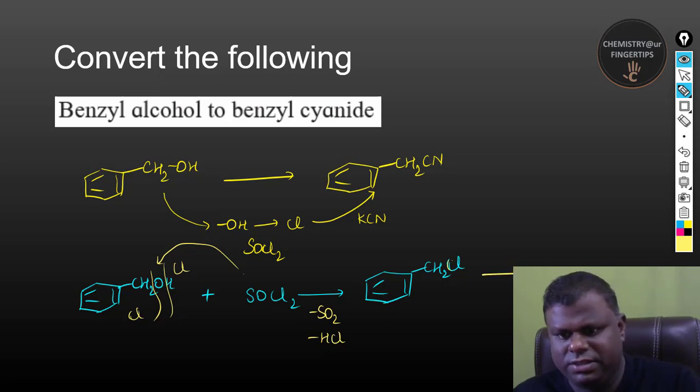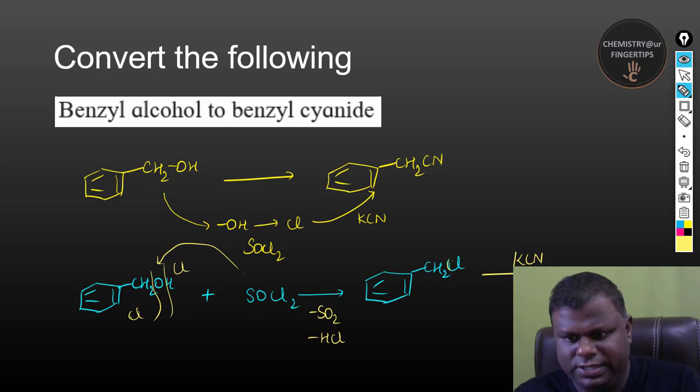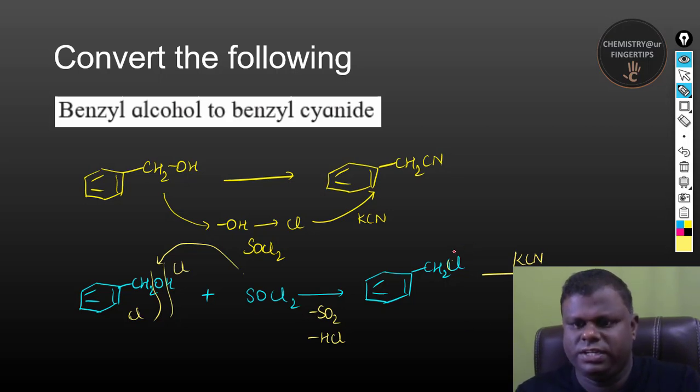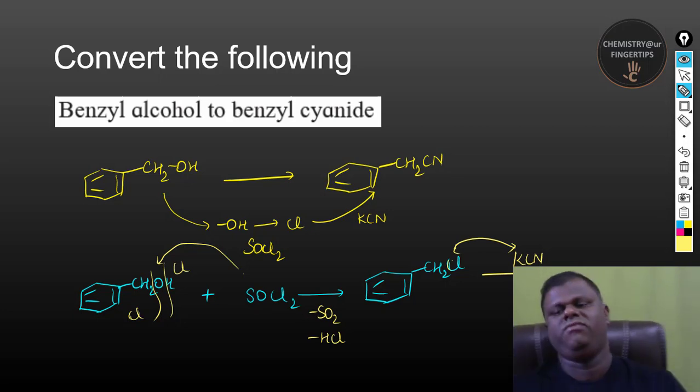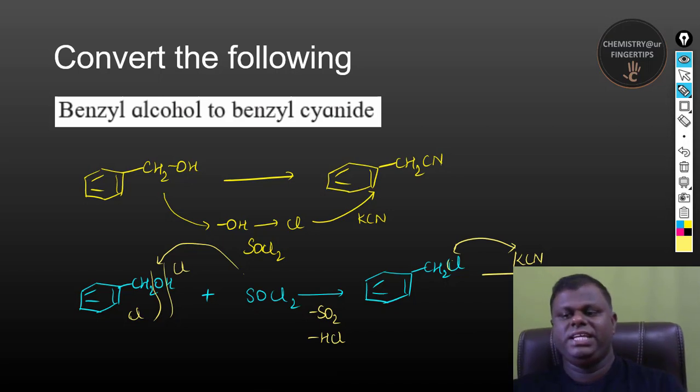Very simple. Now this on treatment with KCN, alcoholic KCN, right? So what happens over here, this K and Cl go in the form of KCl, as a result of which you will be getting benzyl cyanide, right? So I'm going to write here as CH2CN. Simple way of conversion. A very easy way of conversion, that's what I'll say, right?